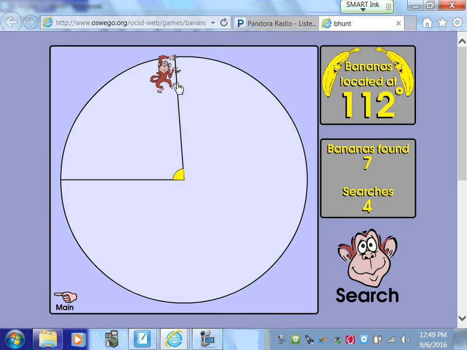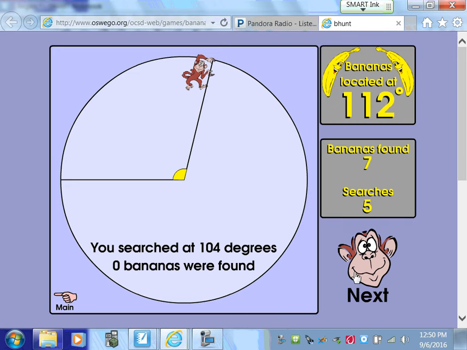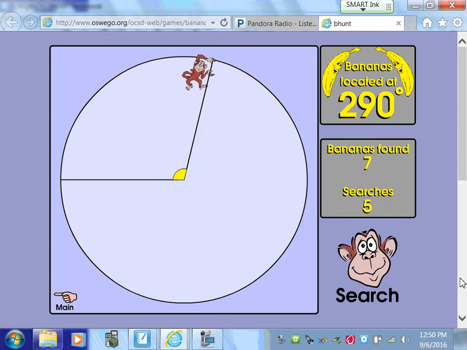Okay. Drag it. That's 90. About 23 more. Uh-oh. Oh, so close. Nice try, Logan. All right. 5 more. 290. Come on. 290. We gotta at least find 50 bananas.